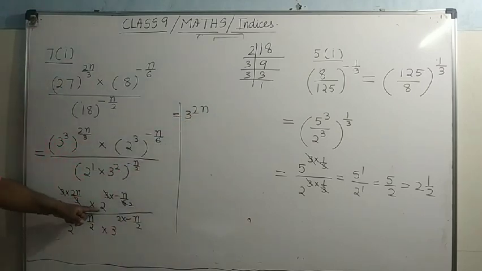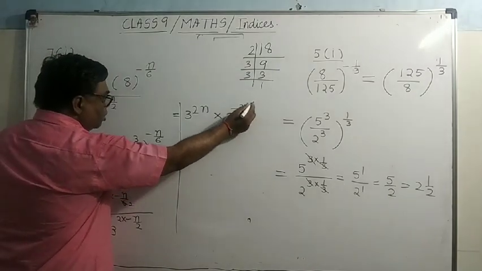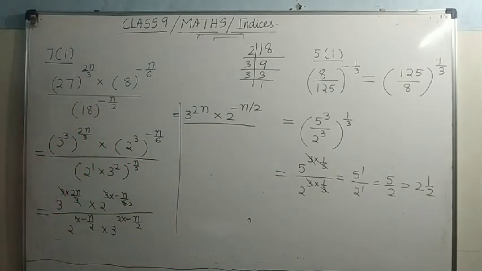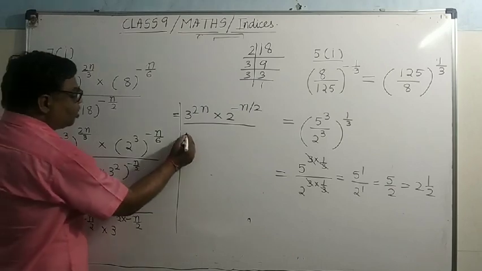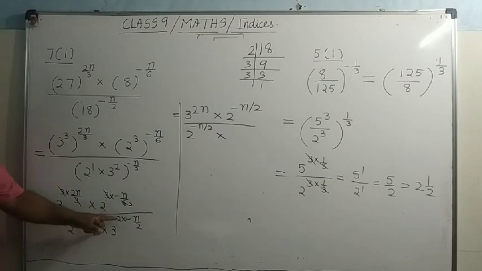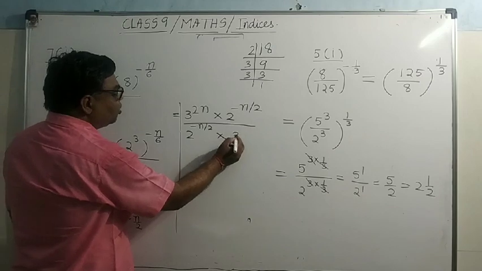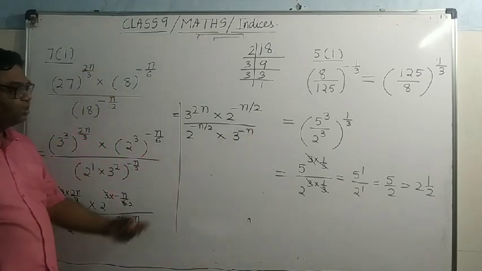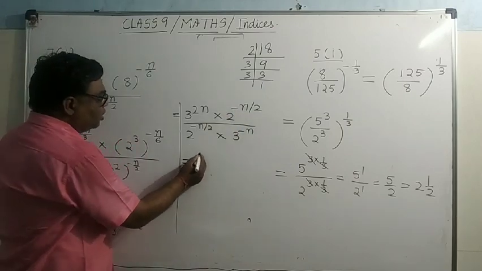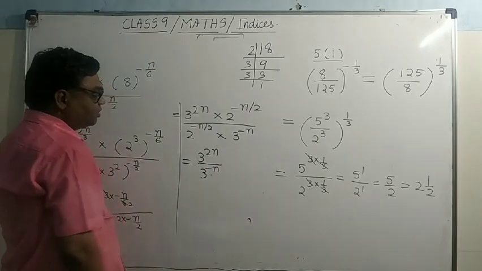3 to the power 2 and then 2 to the power minus n by 2 in the denominator. So 2 to the power minus n by 2 into, and when powers cancel here, this 2 will cancel with 2, so 3 to the power minus n. You can see this thing will be cancelled with that. What will you get? You will get 3 to the power 2n upon 3 to the power minus n.